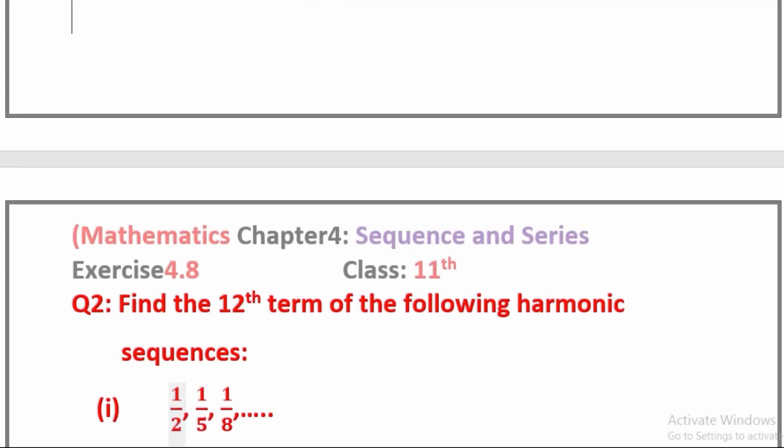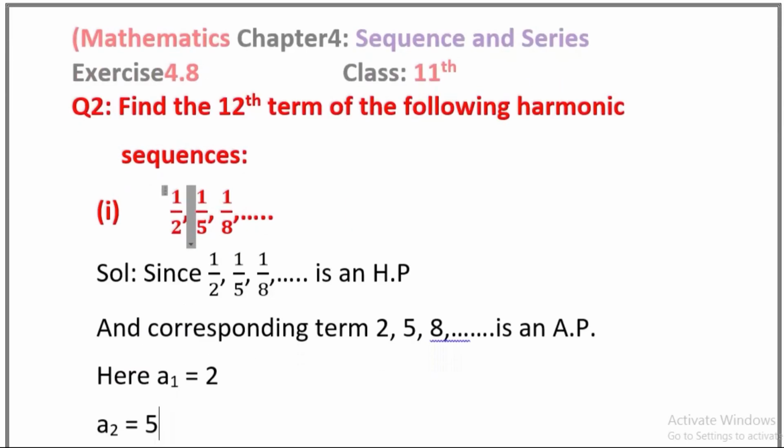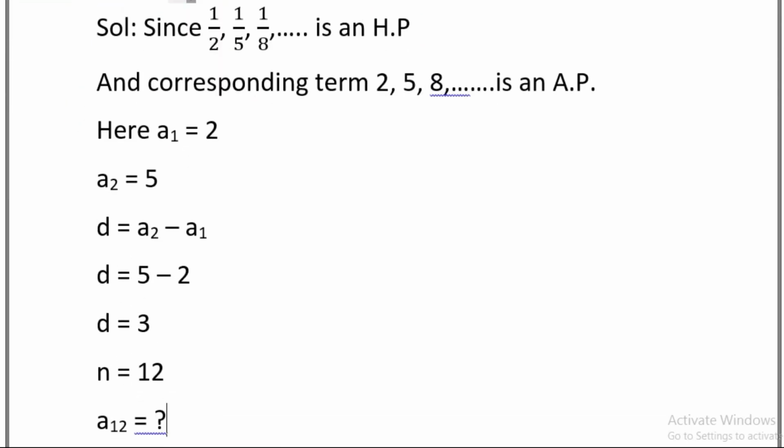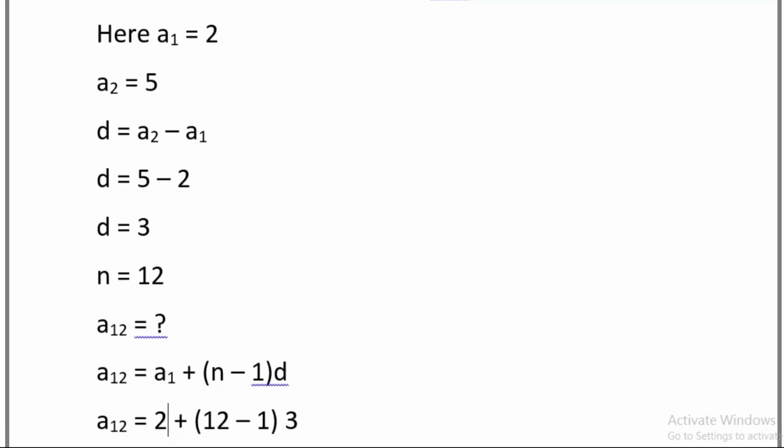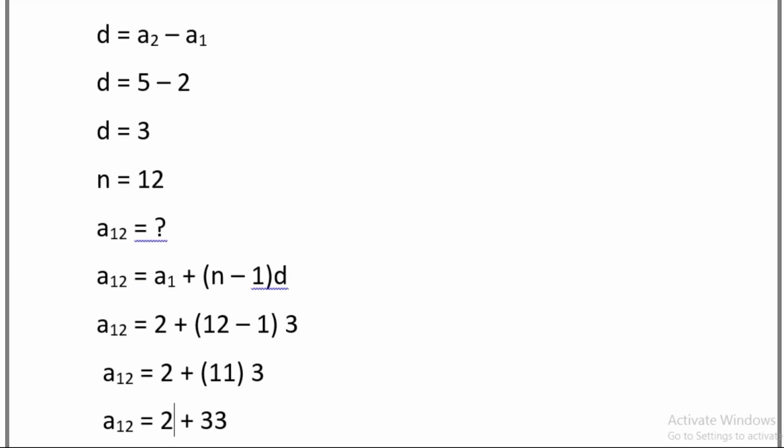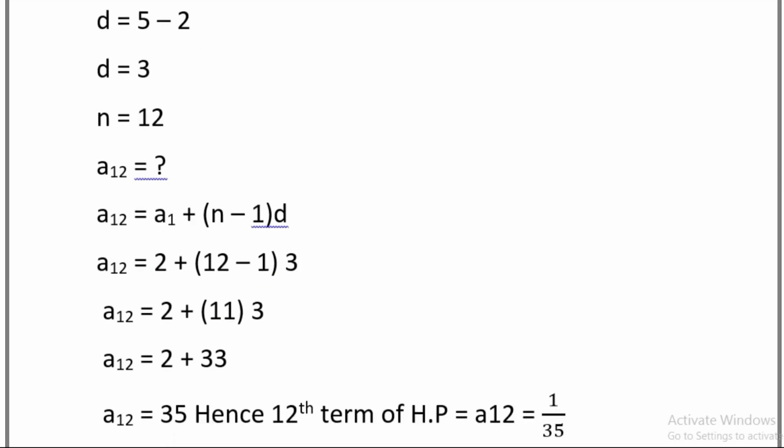Find the 12th term, that is n is equal to 12, so a12. a12 can be written in the form a1 plus n minus 1 into D. By putting in the values, n is equal to 12, a1 is equal to 2, so a12 is equal to 2 plus 12 minus 1 into D, and the value of D is equal to 3. 12 minus 1 is equal to 11, 11 times 3 is 33, and 33 plus 2 is equal to 35.